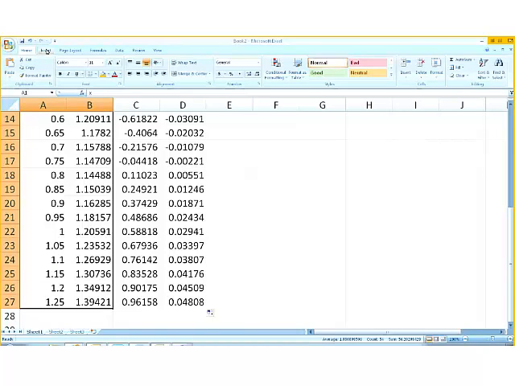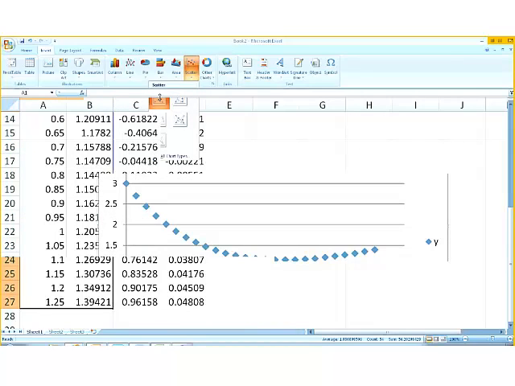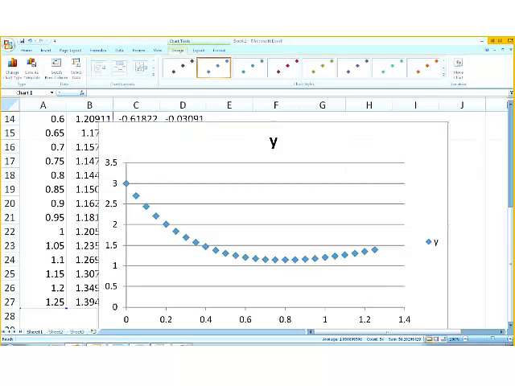Then we go up to the menu here. We're going to click Insert. And we can insert all kinds of charts, and we're going to choose Scatter Chart. So this column, line, pie, bar, area, scatter. And we're just going to pick this one up in the upper left-hand corner. And so this is our solution. This is X, this is Y.